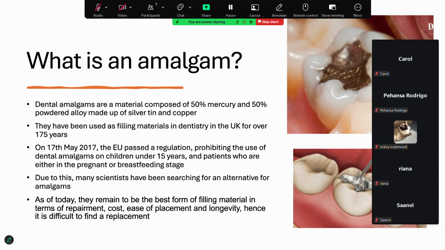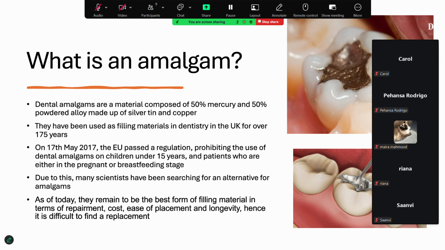However, there have been some concerns surrounding the use of mercury, as it is a toxic material which could serve danger towards the patient. Therefore, the EU passed a regulation to prohibit the use of amalgams on the 17th of May 2017 on patients who are under 15 years of age, pregnant, or breastfeeding. Dentists typically only use this material as a last resort with patients who have severe cases of cavities.